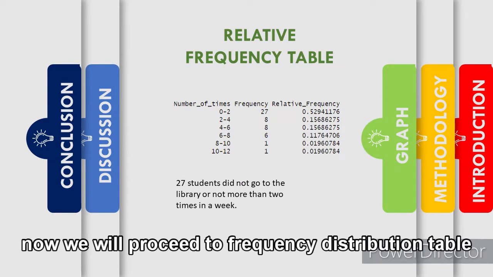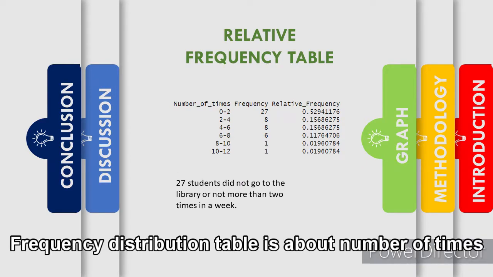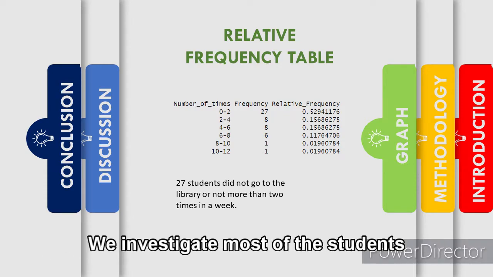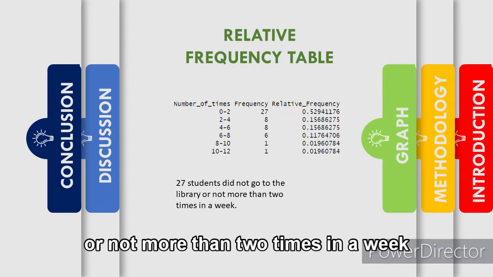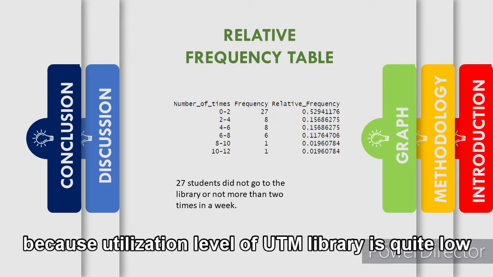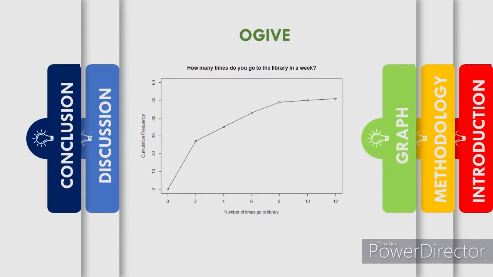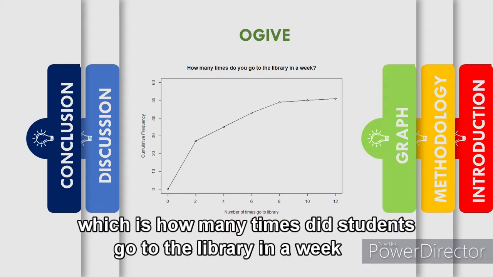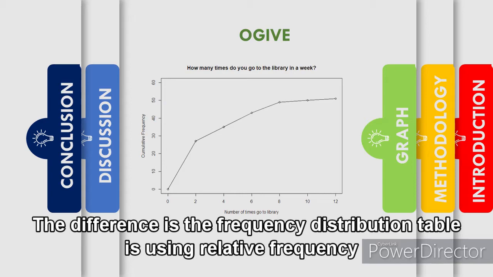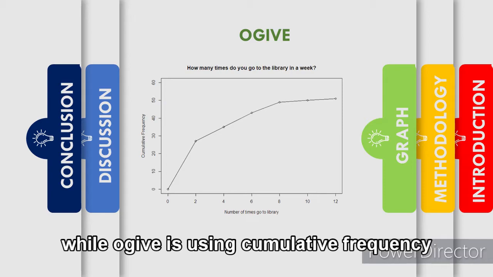Now we will proceed to the frequency distribution table. The frequency distribution table is about the number of times a UTM student goes to the library in a week. We found that most of the students, which are 27 students, did not go to the library or went not more than 2 times in a week, because the utilization level of UTM's library is quite low. Furthermore, the title of the ogive is the same as the frequency distribution table, which is how many times did students go to the library in a week. The difference is the frequency distribution table is using relative frequency, while the ogive is using cumulative frequency.